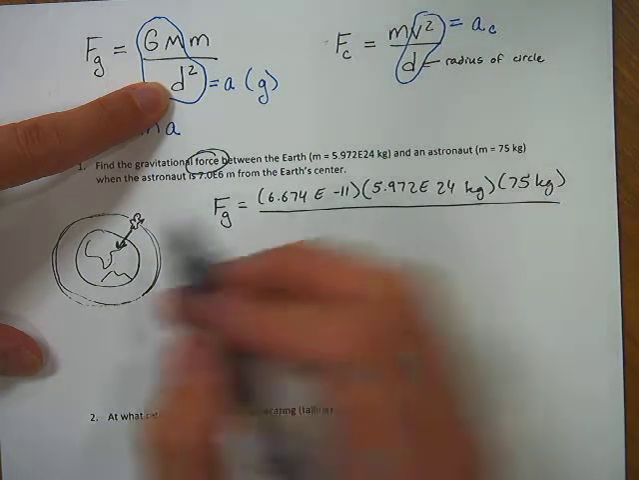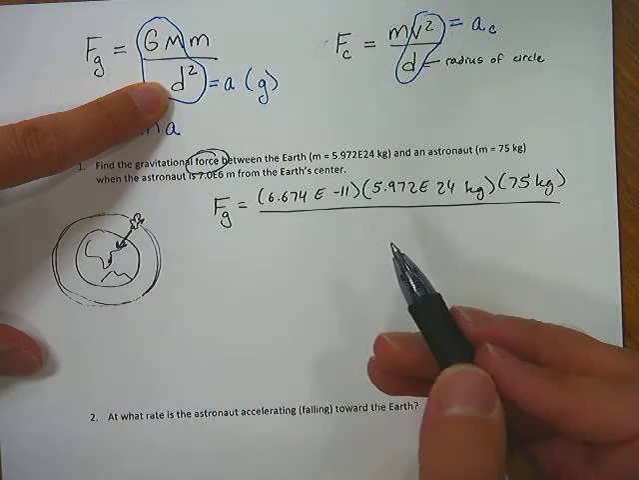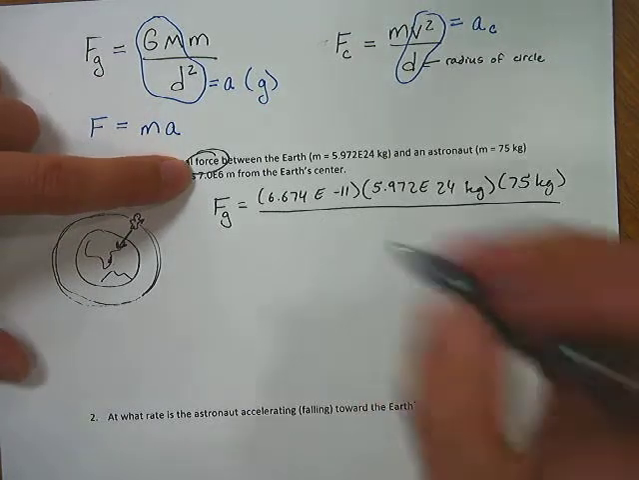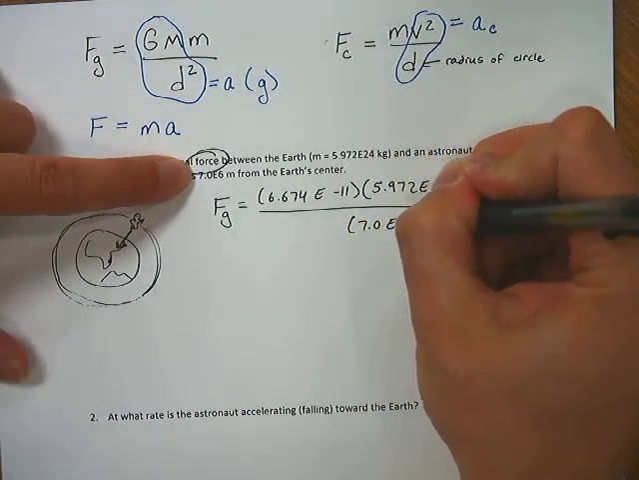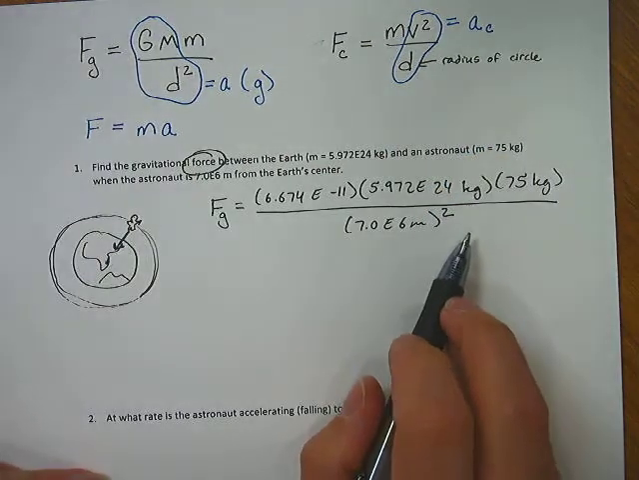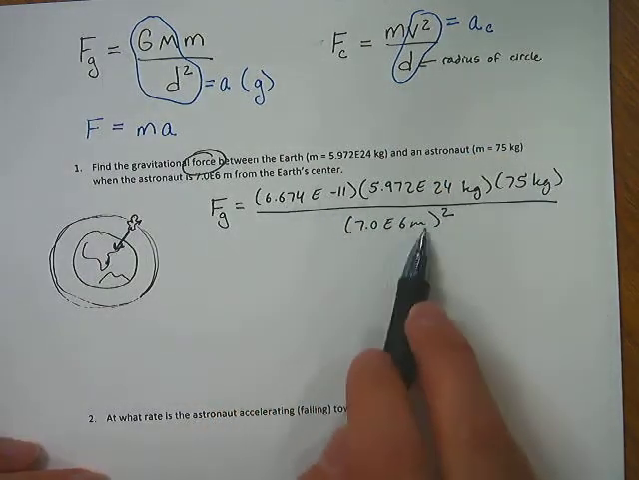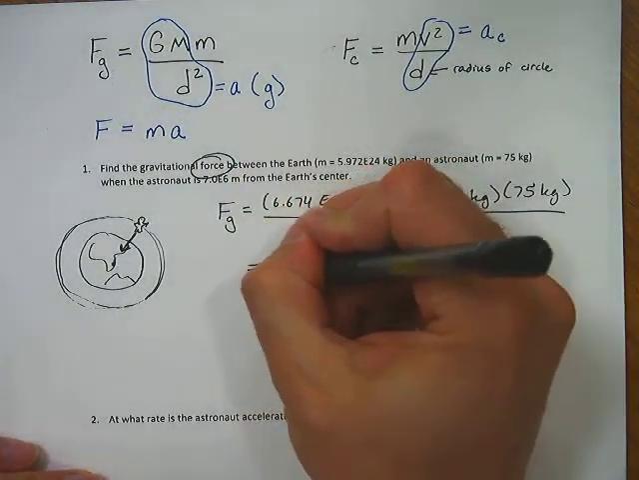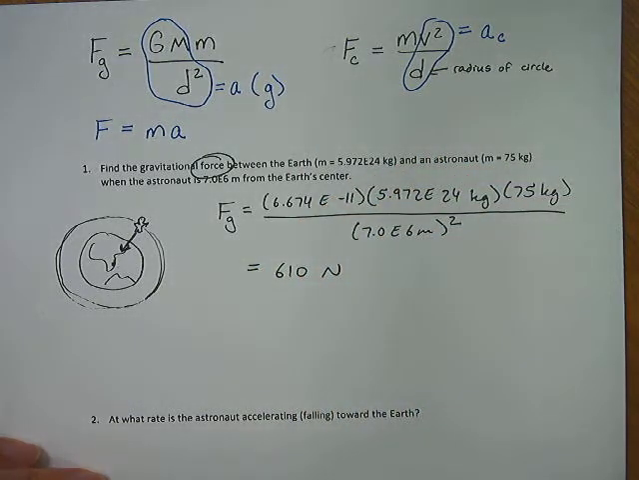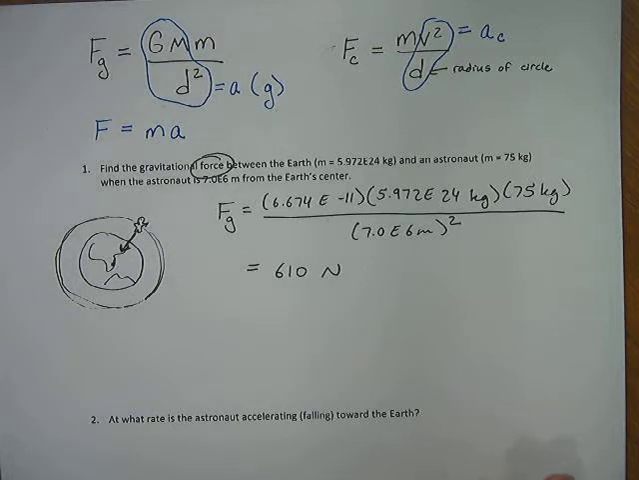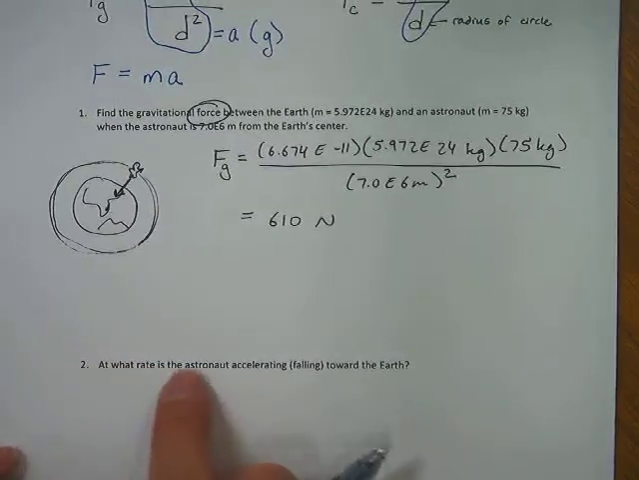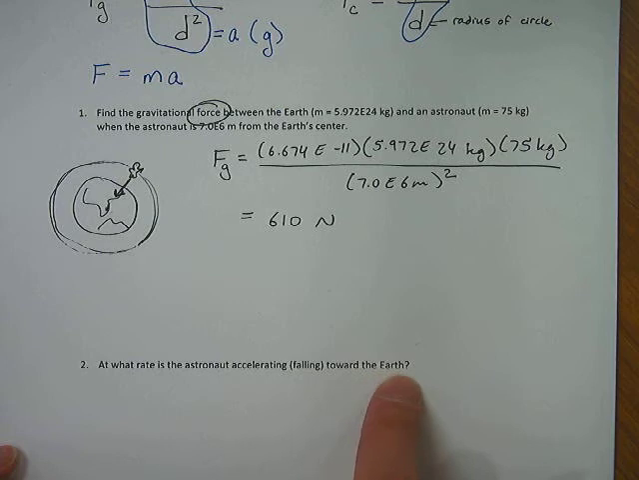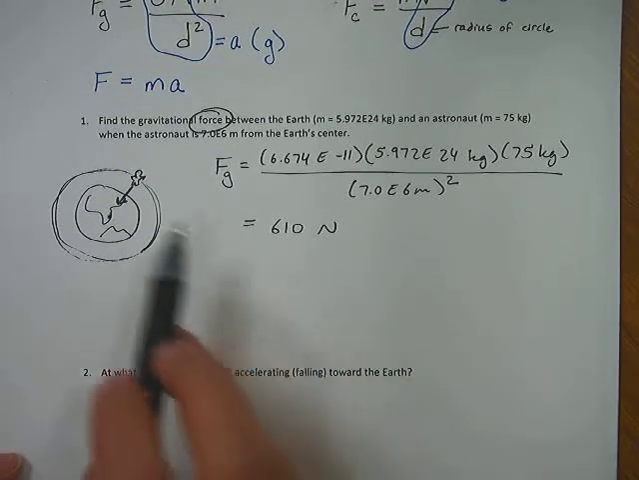5.972 E24 kilograms, times the mass of the second object, 75 kilograms, divided by the distance between them squared, measured from the center of the Earth to the center of the astronaut, which is this number, squared. Okay? When you multiply these three things together and divide by this squared, you get 610 newtons. Moving on.